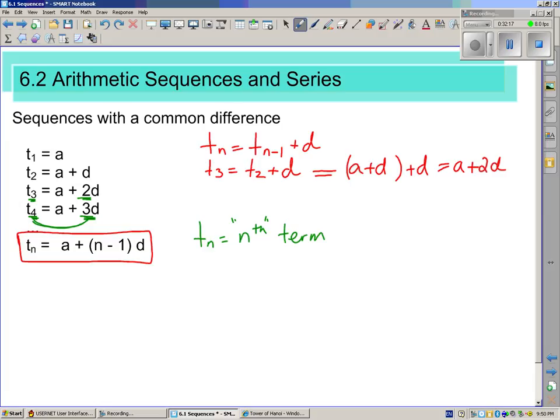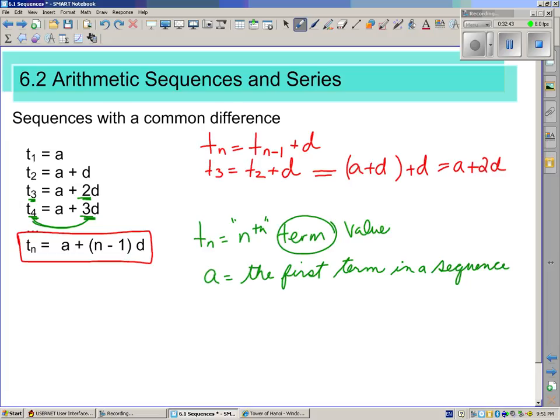The term is the value. All right, so remember, term gives me the value. That's what I'm looking for. How much does it have for a number? A is the first term in a sequence, just like the first letter in the alphabet. Makes sense. Well, you can relate it to something like that.